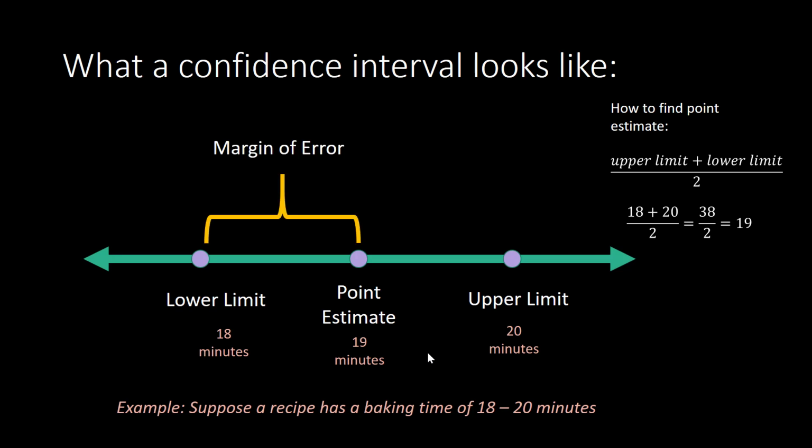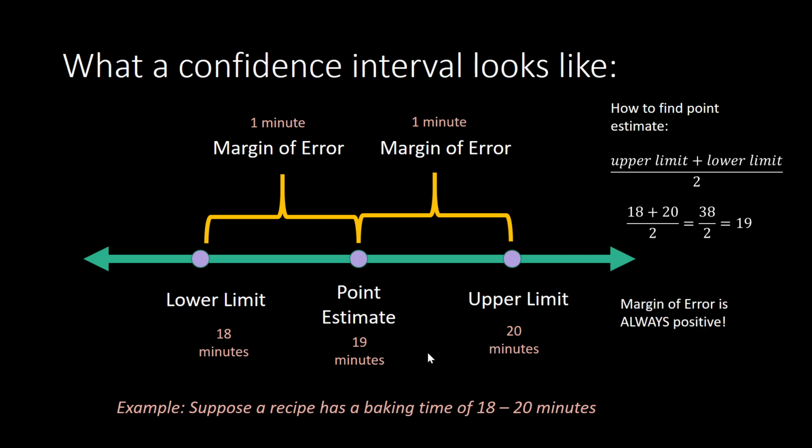We also have the margin of error. The margin of error is the distance between the lower limit and the point estimate, and the distance between the point estimate and the upper limit. In our example, both margins of error, they're always the same, are 1 minute. It's important to understand that the margin of error is always regarded as positive. We never have a negative margin of error.